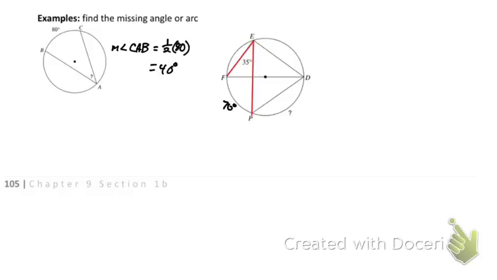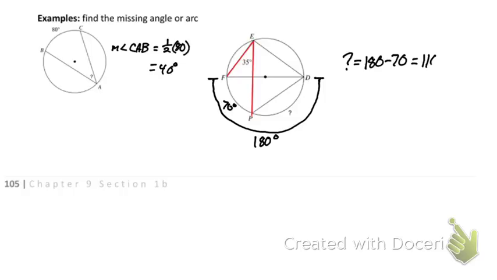But the thing that's missed most on any one of these projects is our semicircle. And that is the fact that from F, P, D, that's a semicircle, so that needs to be 180 degrees. So that question mark is just going to equal 180 minus that 70, which equals 110 degrees. There's other ways to solve this one, but this is probably the easiest one.